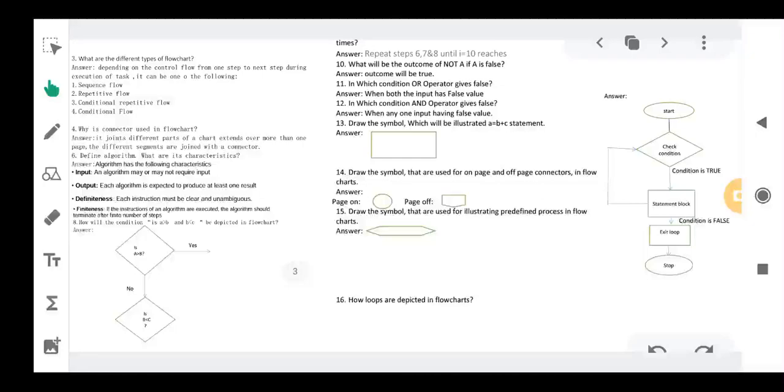Now we come to question number 8. We are skipping 7 because of repetition. The question is: how will the condition A greater than B and B less than C be depicted? Whenever we have to make any kind of decision, remember that we have to show it using a diamond box, or decision box.